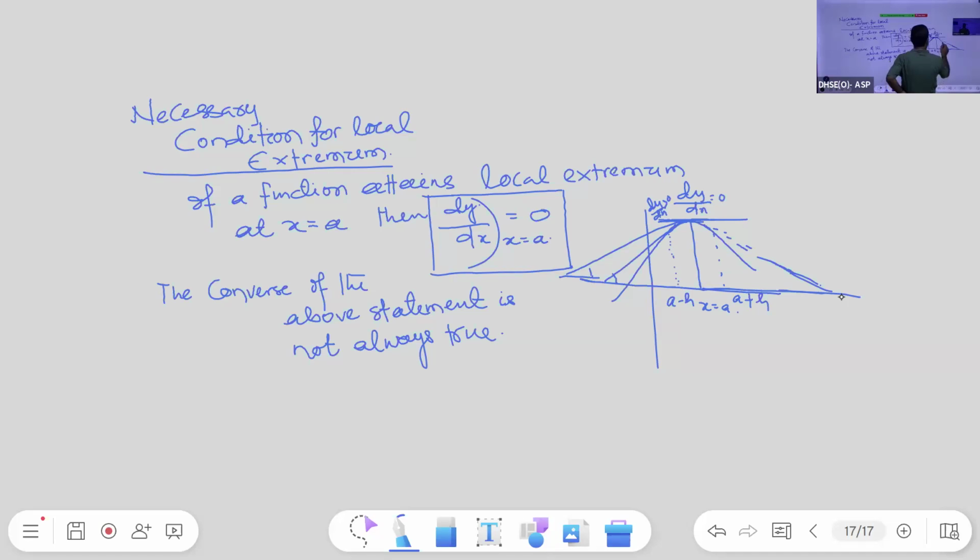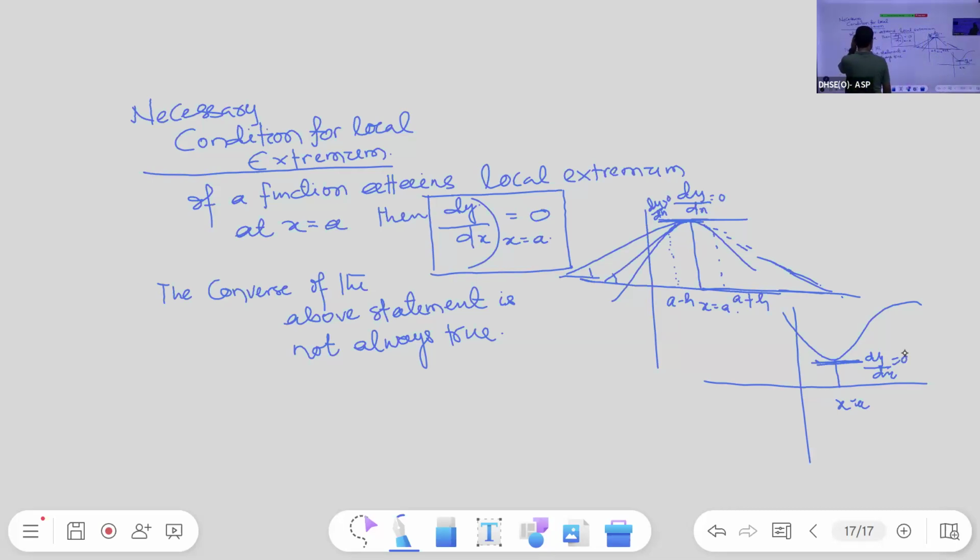Clear? So again, take the case of local minimum. The tangent line will be parallel to x-axis. So dy upon dx is equal to 0 at x is equal to a.